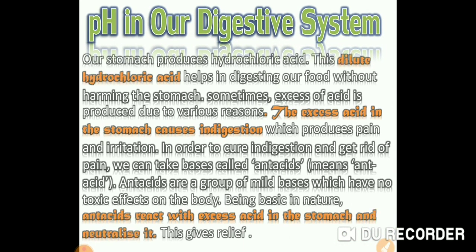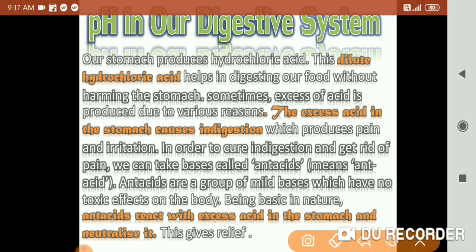Let us go to the pH in our digestive system. Our stomach produces hydrochloric acid, as everybody knows. This hydrochloric acid helps in the digestion of our food without harming the stomach. Sometimes excess acid is produced for various reasons, like overeating or a disturbed schedule of food intake. The excess HCl in the stomach causes indigestion, which produces pain and irritation that burns the inner wall of the stomach, because the acid comes directly in contact with the stomach wall.